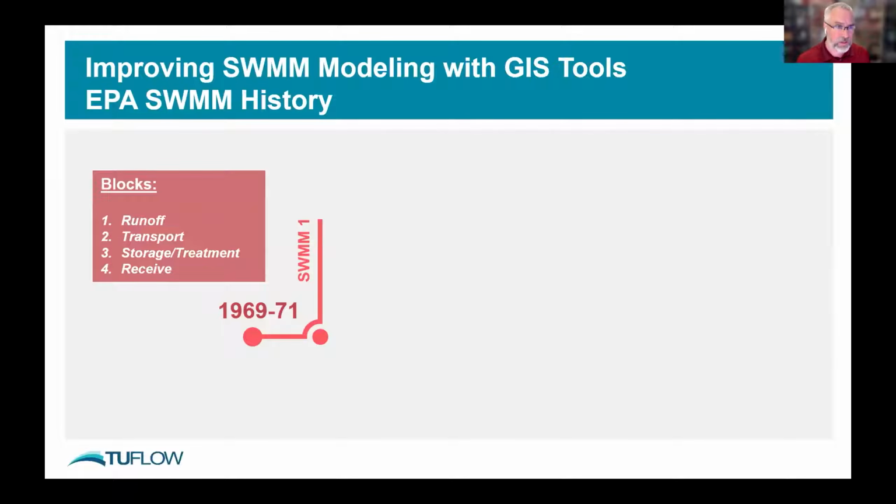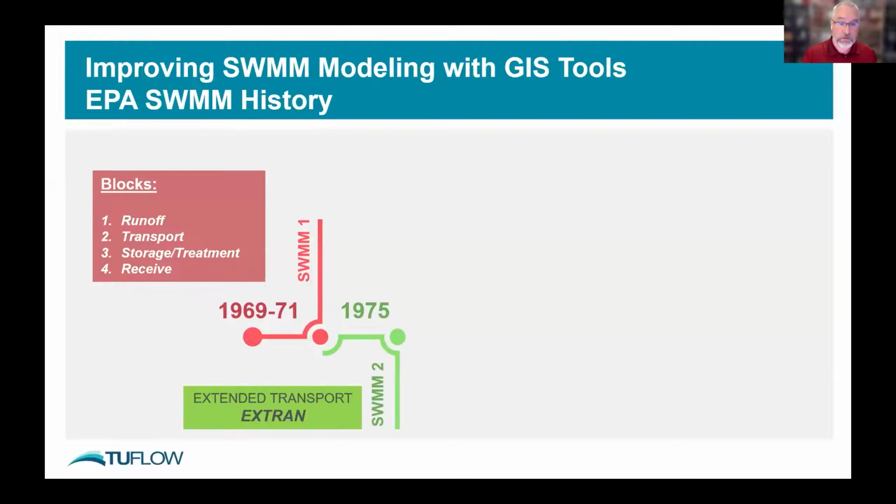This was all done on a mainframe, right? Well, just like any application in computers today, there's always something we can do better, right? So a number of years later, 1975, SWMM 2 came out, and they ultimately took transport and extended it. I love the naming. So extended transport became XTran. Again, still on the mainframe.